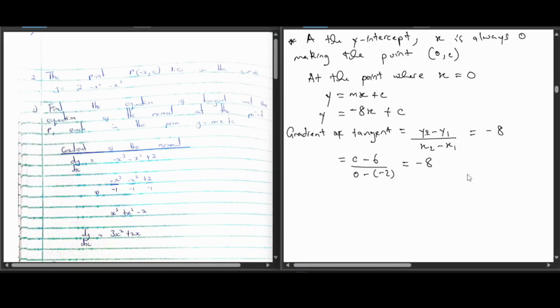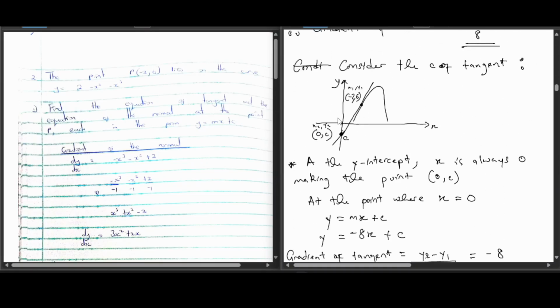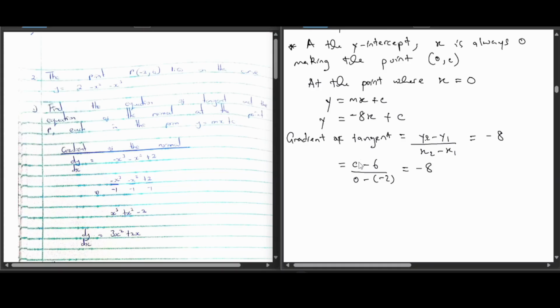Let me try to explain again. We have to appreciate and acknowledge that at this point, the y-intercept, x is 0 and y is c. Then we use this point together with the point we were given earlier, which is minus 2, 6. We use the points as if we are finding a gradient we already know, so that when we evaluate like this we are left with an equation we can solve for c. If you don't understand this part, please don't hesitate to ask.